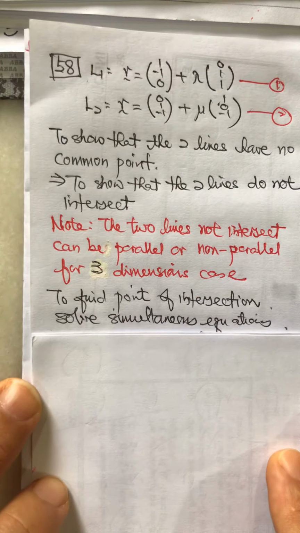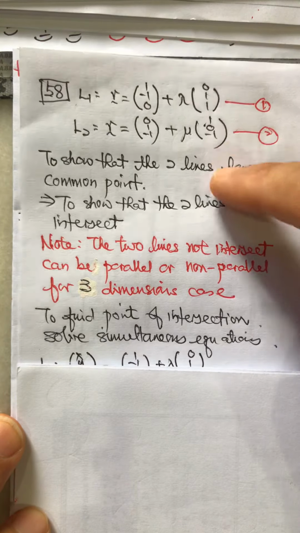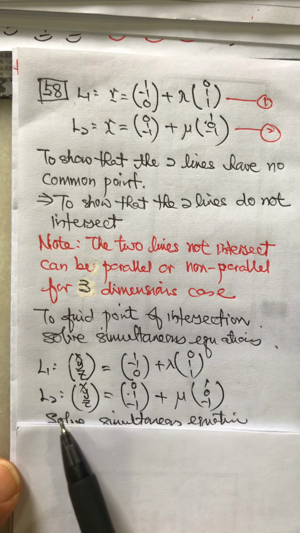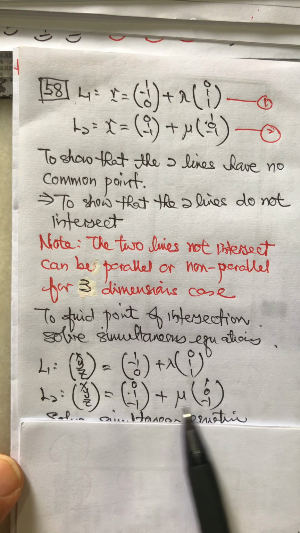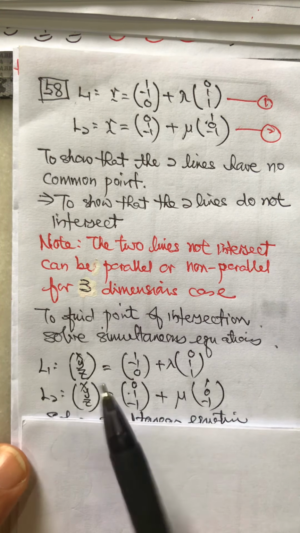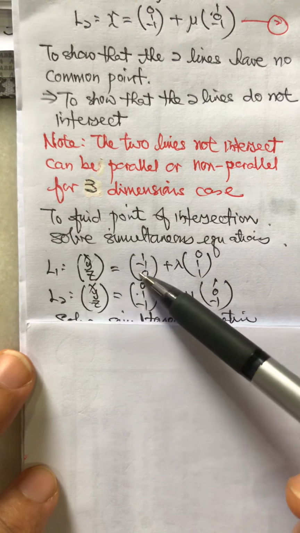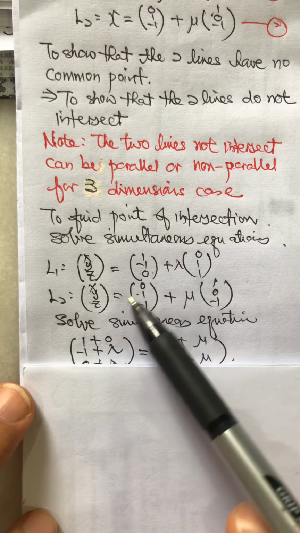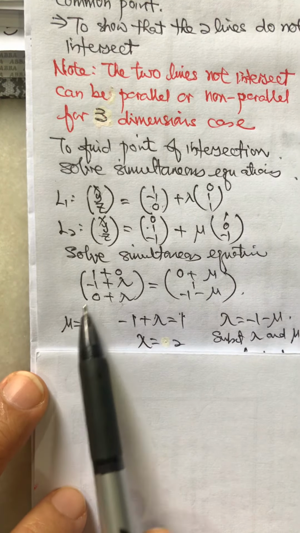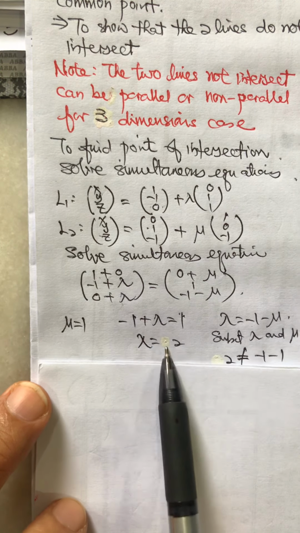To find the point of intersection, we solve the two equations simultaneously. The first one, L1, is this one. The second one, L2, is this one. So x, y, z is the same: it is the common point where they intersect. You solve the simultaneous equations, you equate them, then you get this. After that, you just find this. So mu equals 1, and then you get lambda equals 2.